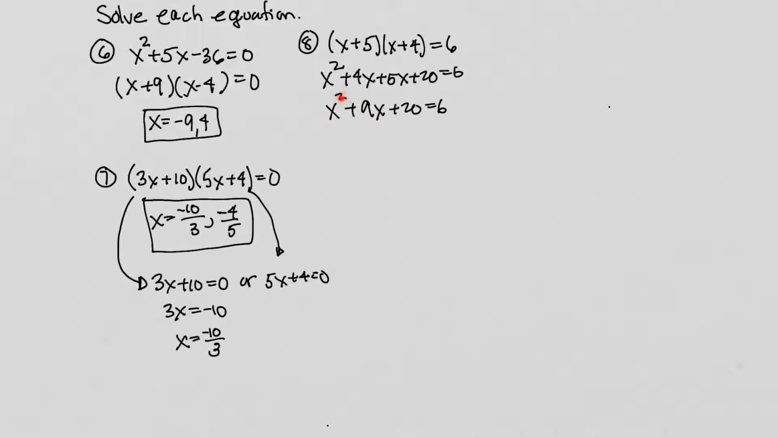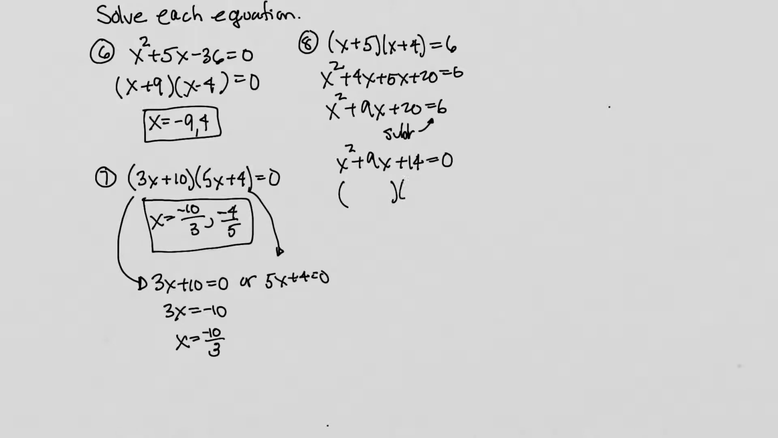Get everything on one side, 0 on the other. So I got all these terms on the left side. Let's get 0 over here. So the plan is to subtract that 6. So we're going to get x squared plus 9x, now 20 minus 6 is 14, equals 0.